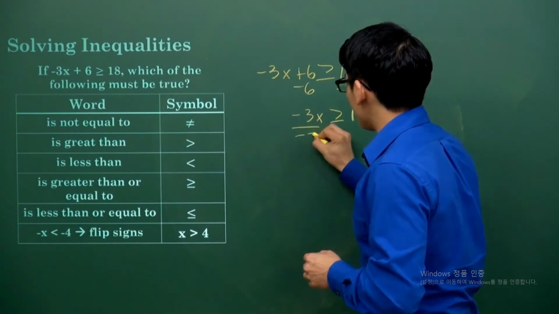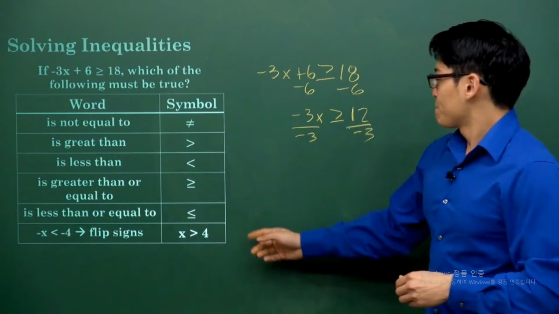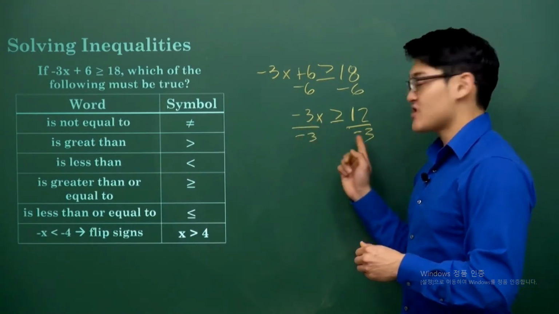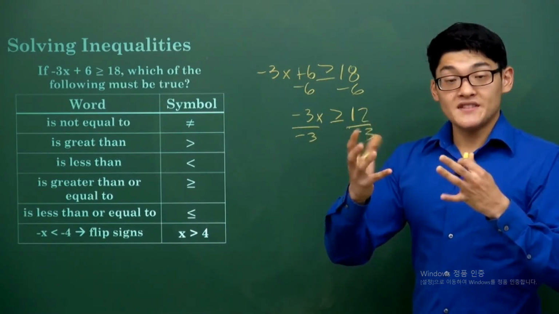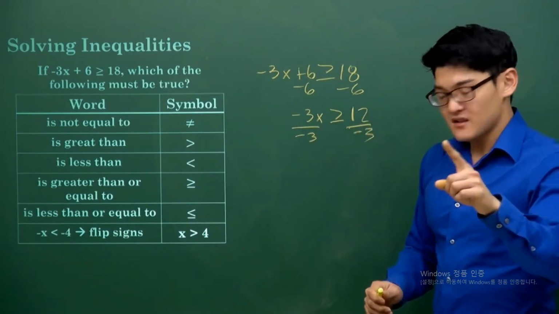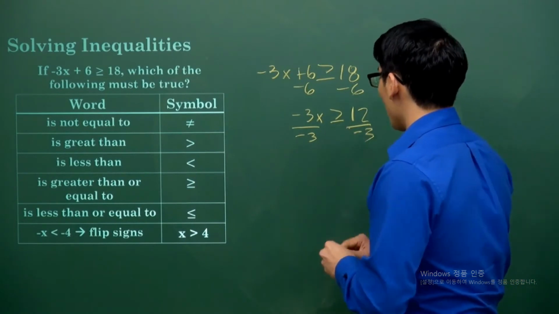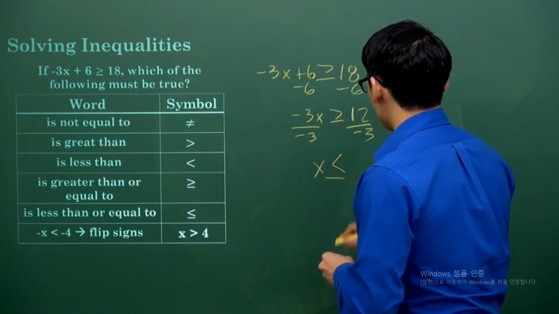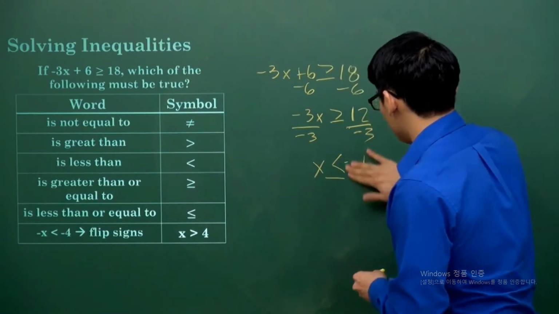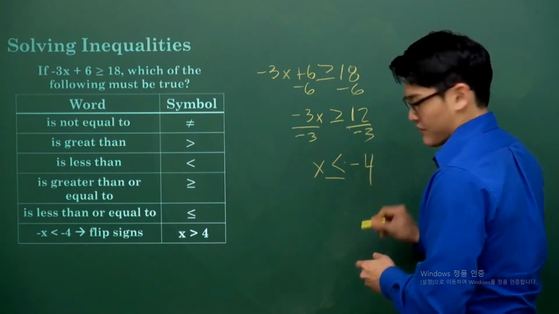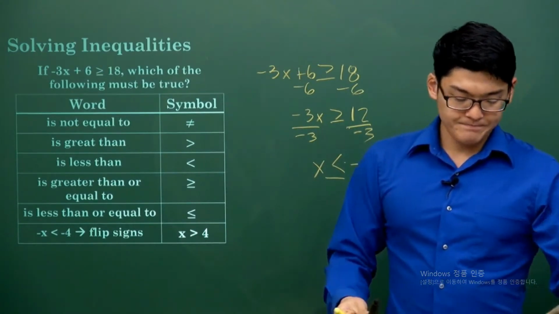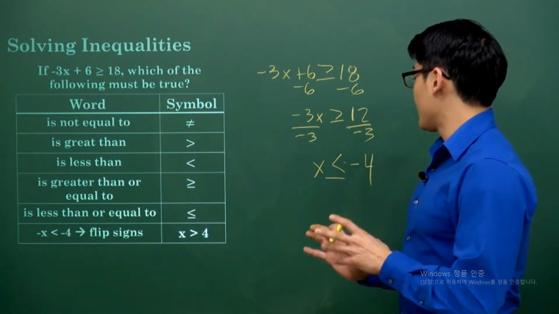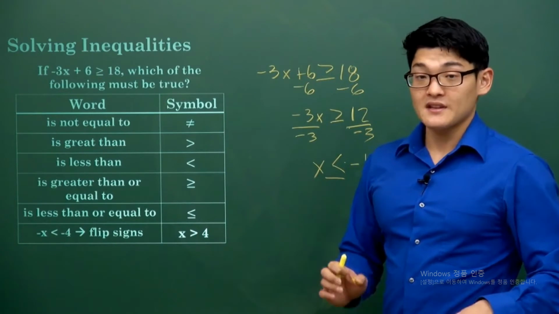And then we're going to divide by -3. And here's the thing. We are flipping a sign essentially. We're making it from -3x to just x, positive x. We're flipping signs. So what does that mean? We're going to have to flip this inequality as well. So x will be less than or equal to -4. Just be aware that this is very, very crucial because a lot of people get this wrong.